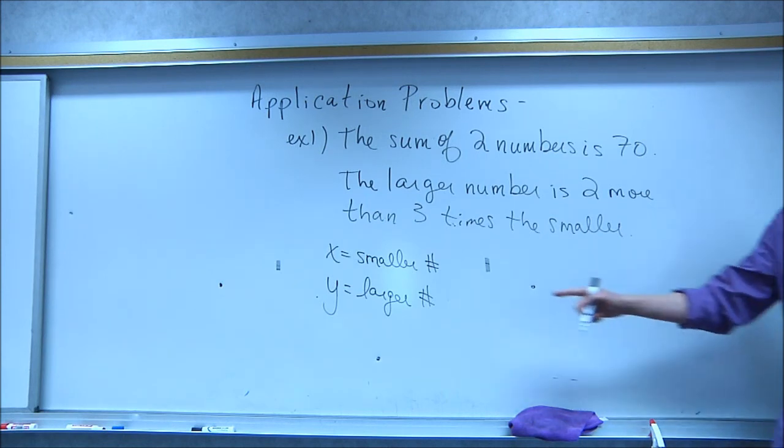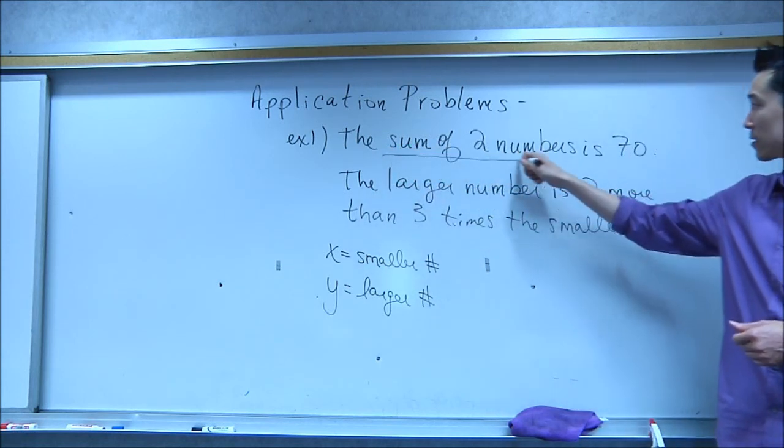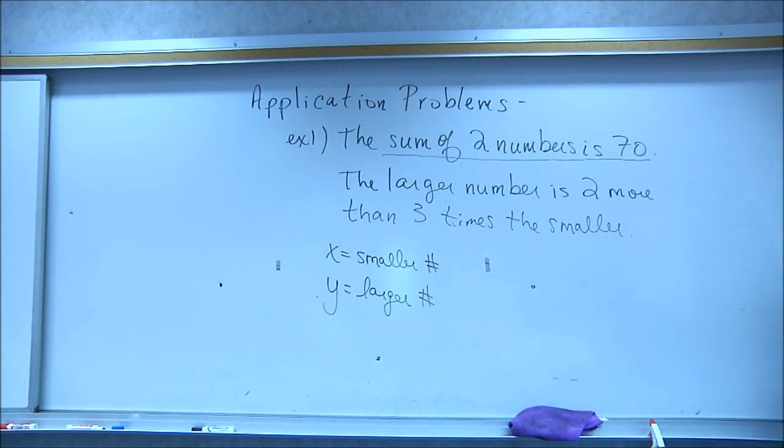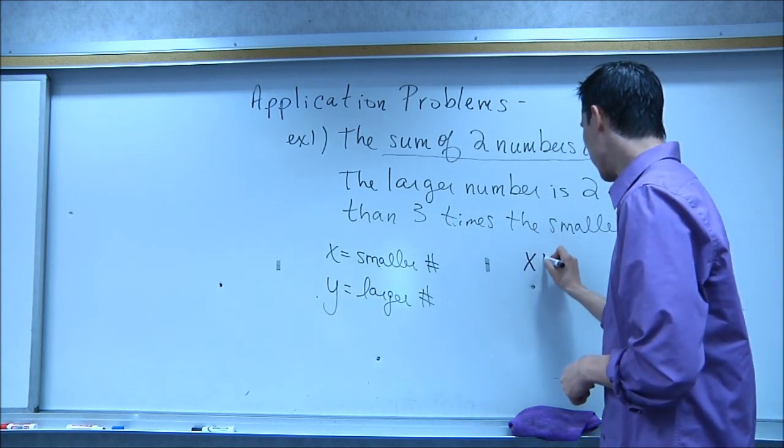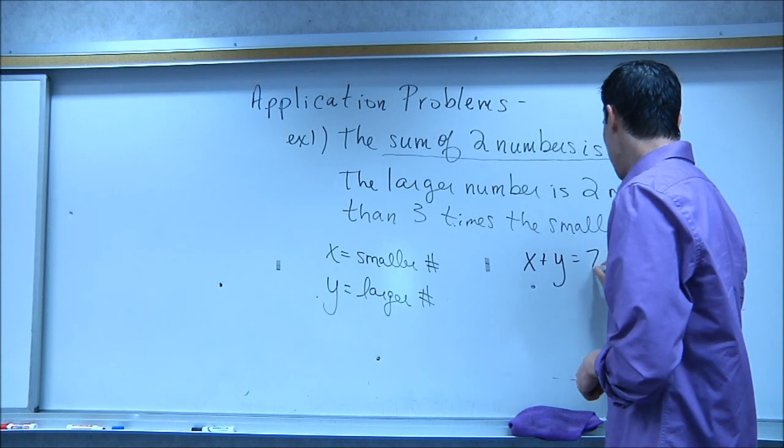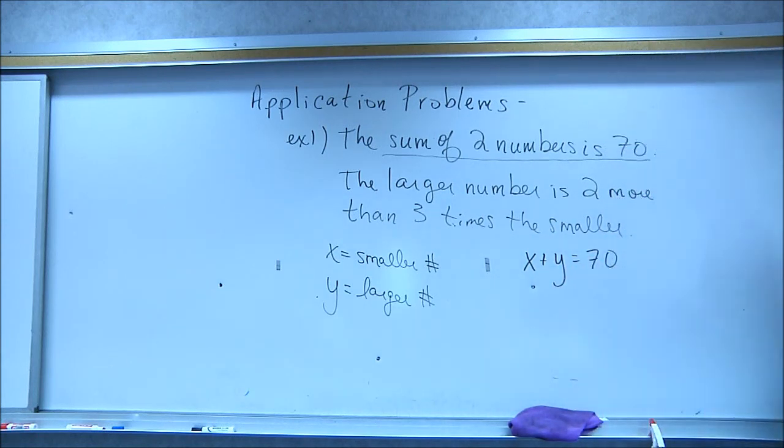Okay, so let's make an equation using the first sentence. The sum of two numbers is 70. How could I make an equation with the sum of two numbers is 70 using x as one of the numbers and y as the other number? X plus y equals 70. Sounds great. X plus y equals 70. So that would be the first equation, okay?